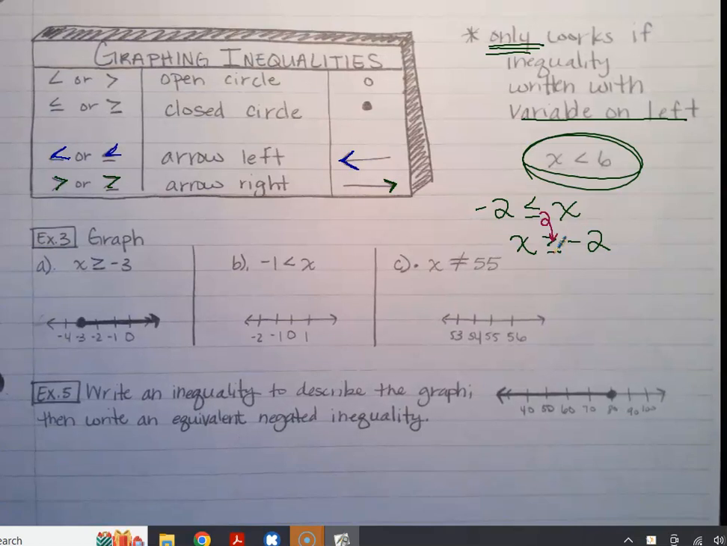All right, so let's actually do that. So this first one, again, it's done for you. It's greater than or equal to, so I have a closed circle. And then our symbol is pointing to the right, so our arrow goes to the right, because it's the numbers that are greater than. So those are the two keys you pick up there: is the circle open or closed, and which direction? Because we just graph it on a number line. I've given you the number line on all these. So for the next one, what will we do for B? -1 is less than x.